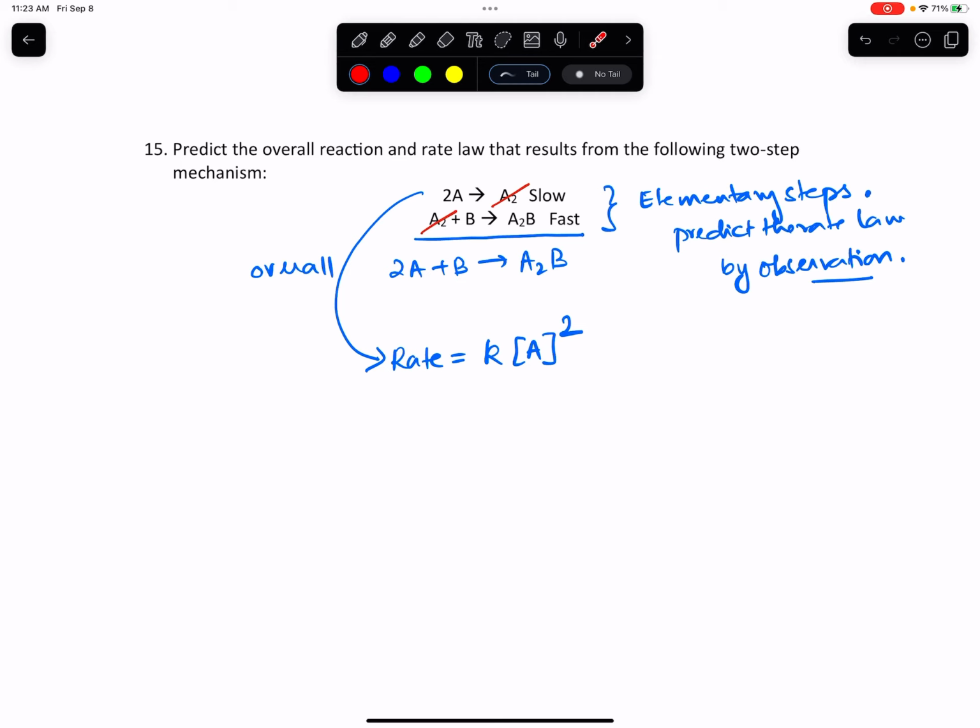But right now, if you have the slow step being the first step and the second step is a fast step, then you can just directly look at the first reaction and predict the rate law.